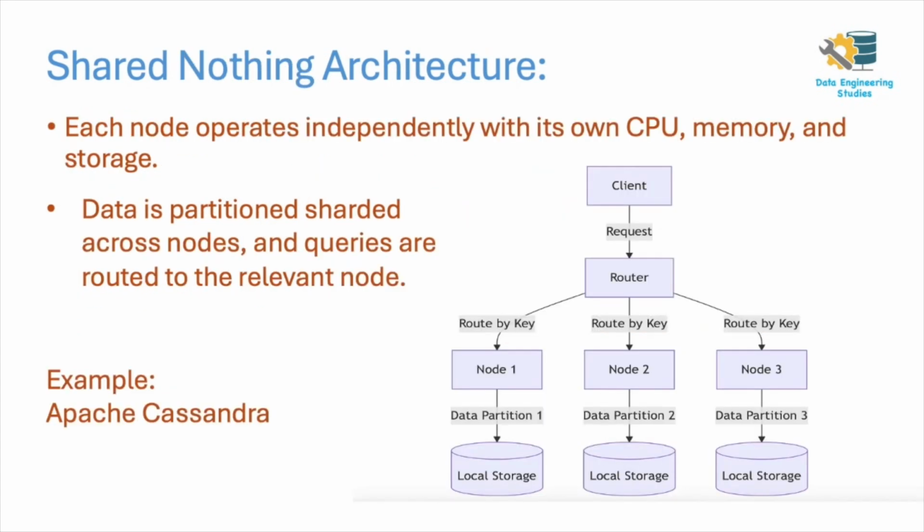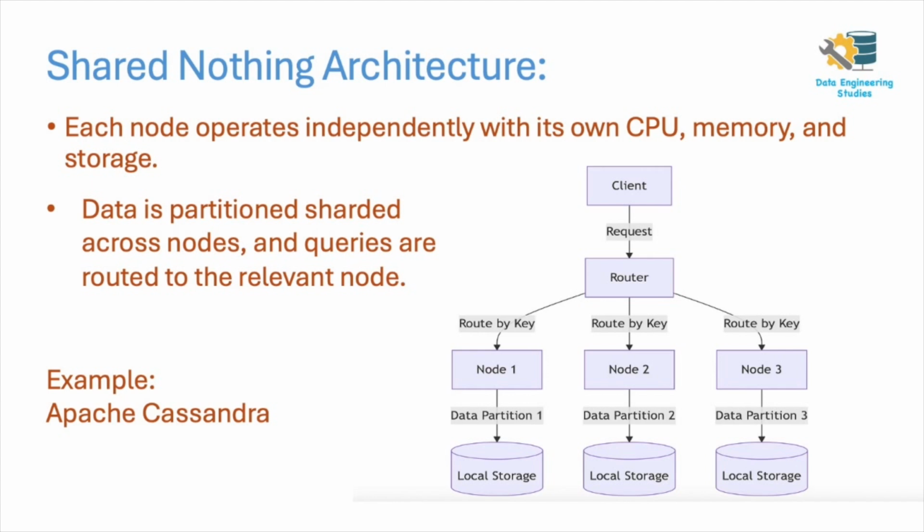In shared nothing architecture, each node operates independently with its own CPU, memory, and storage. The data is partitioned and shared across the nodes and queries are routed to the related nodes. One of the examples of shared nothing architecture is Apache Cassandra database.